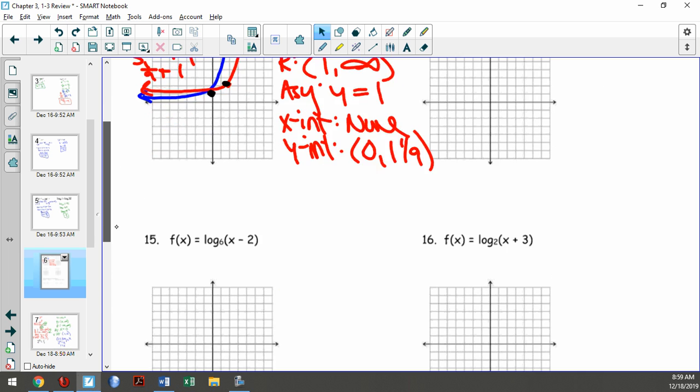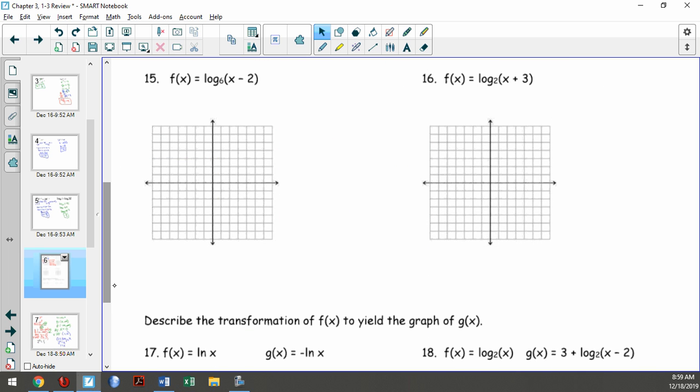So I'm going to scroll down here and we're going to talk about number 15. If we're talking about number 15, I have log base 6 of x minus 2. What can you tell me is happening to that function? Up, down, left, right, stretch, compress, reflect. What do you think is happening to it?